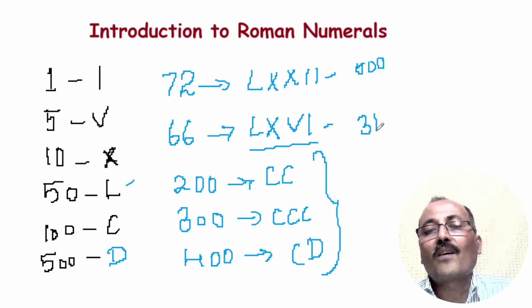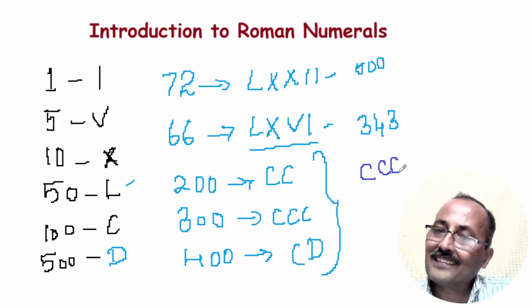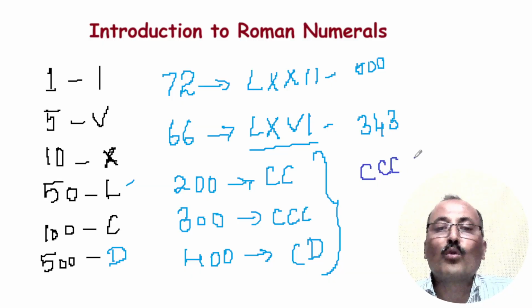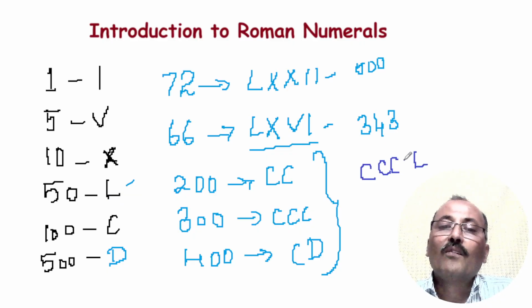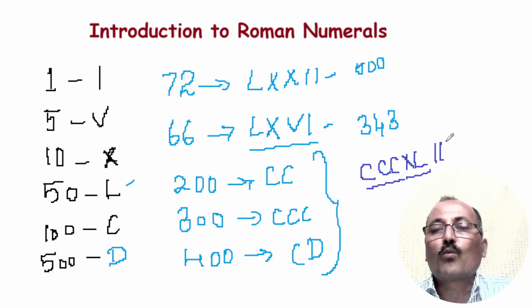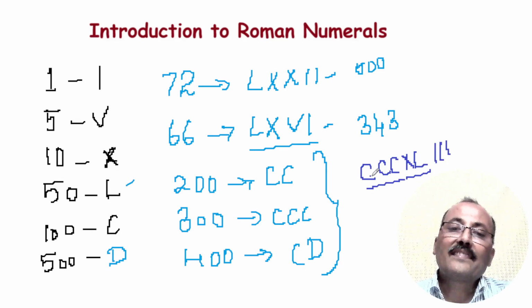Now I hope you can understand and you can work out. Suppose 343. I am taking one number, 343. How will you write this number? For 300, you can write C, C, C. That is allowed. 40 alone, we cannot use 4 times. So you have to take the next number, 50, L. But for 40, you have to put X in front. This XL is 40. 300, then for 3, I, I, I. That's all. So 343: C, C, C, XL, I, I, I.